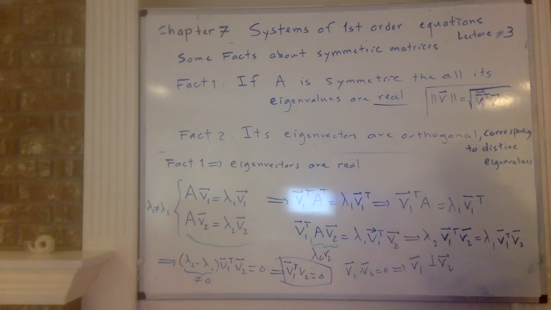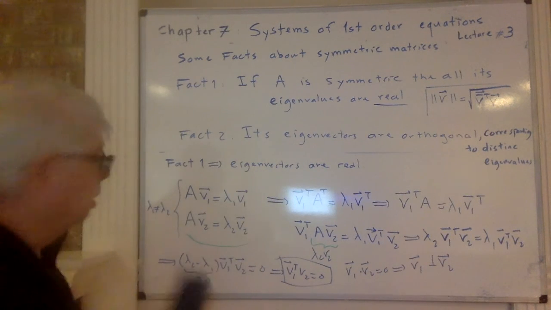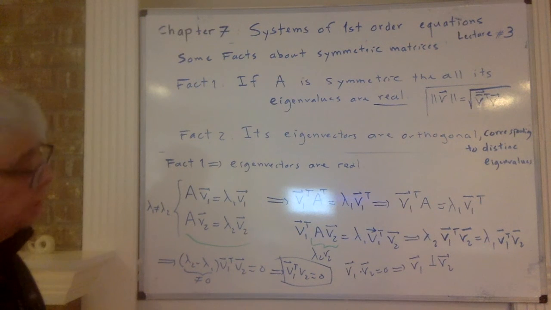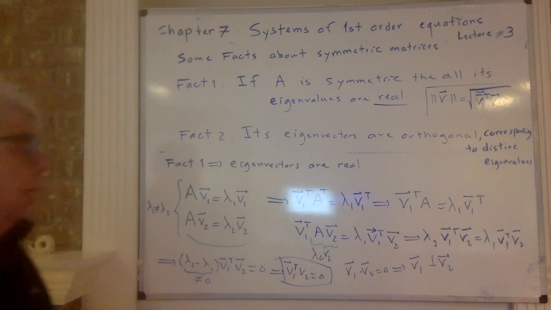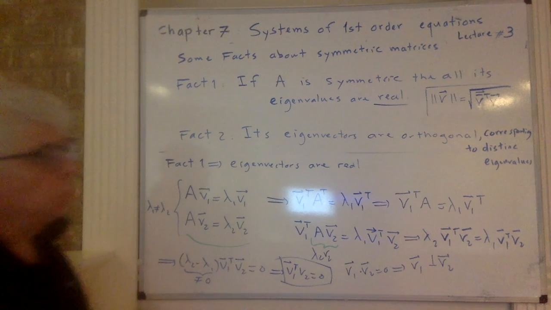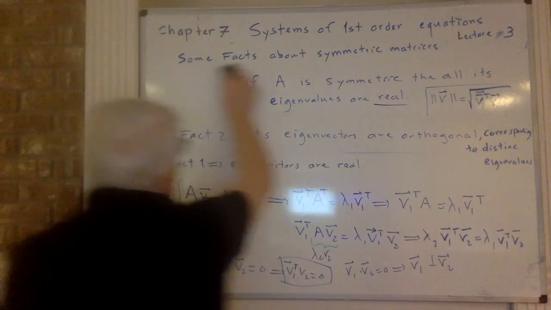So why is it interesting to have something like this? The other thing I'm not going to prove, but you can extend this, even if the eigenvalues are not distinct, you can extend it to an orthonormal basis or orthogonal basis. So let me erase all these things.